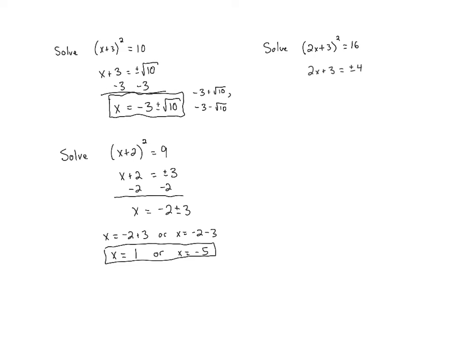Now again, we need to isolate the x. Here, we're going to subtract 3 from both sides. This leaves us with 2x = -3 ± 4. And then to get x alone, we have to divide both sides by 2. This gives us x = (-3 ± 4)/2.